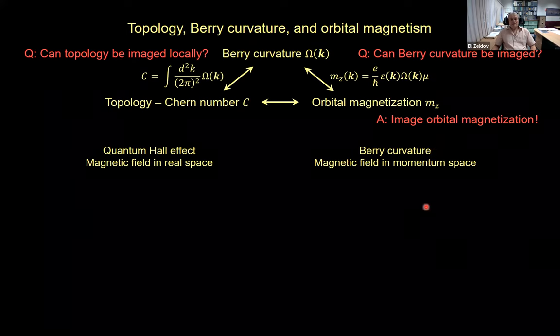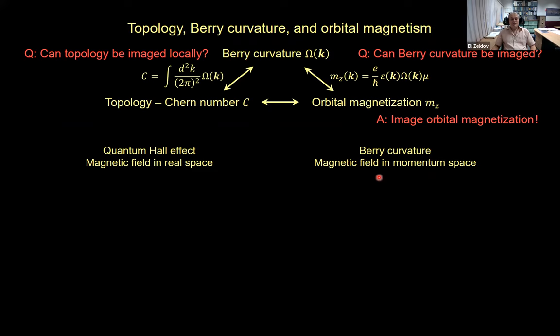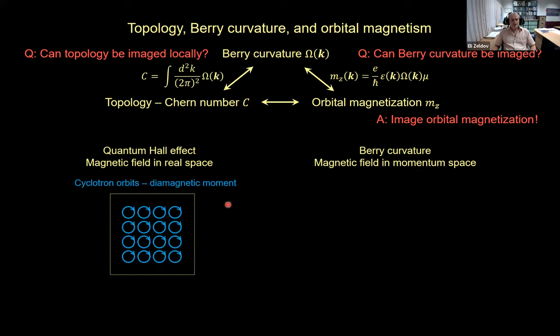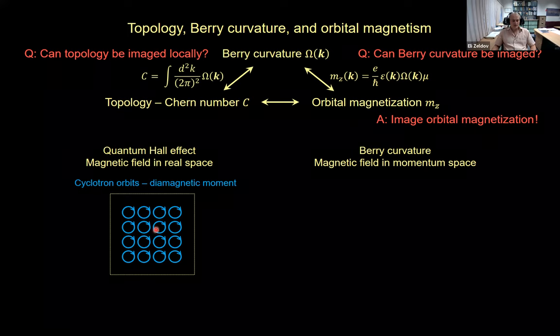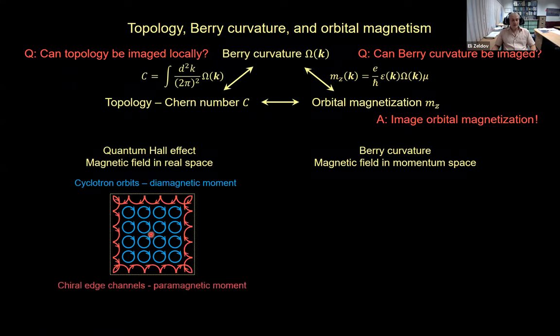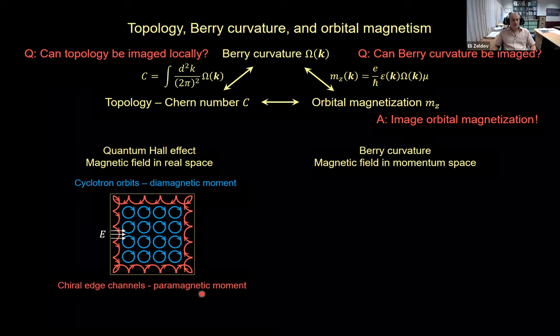Another important point is that the orbital magnetization due to Berry curvature has a close analogy to orbital magnetization induced in the quantum Hall state by real fields, whereas here it is by a magnetic field in momentum space. If you think of a quantum Hall state, then in the bulk of the sample you think of closed electron cyclotron orbits, which contribute a diamagnetic moment. This is in the bulk, and along the edges in the incompressible states, the electrons follow what we call skipping orbits, which contribute a paramagnetic moment.